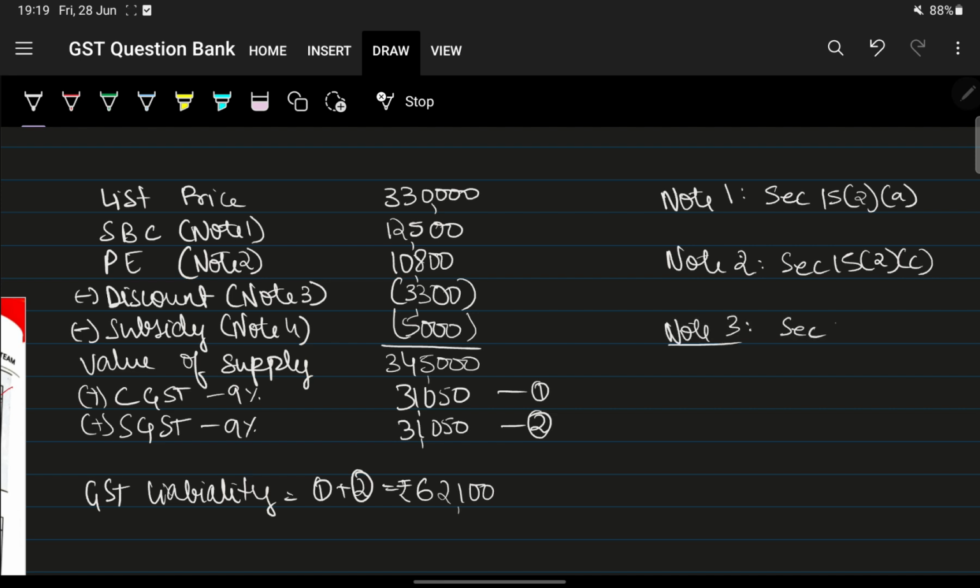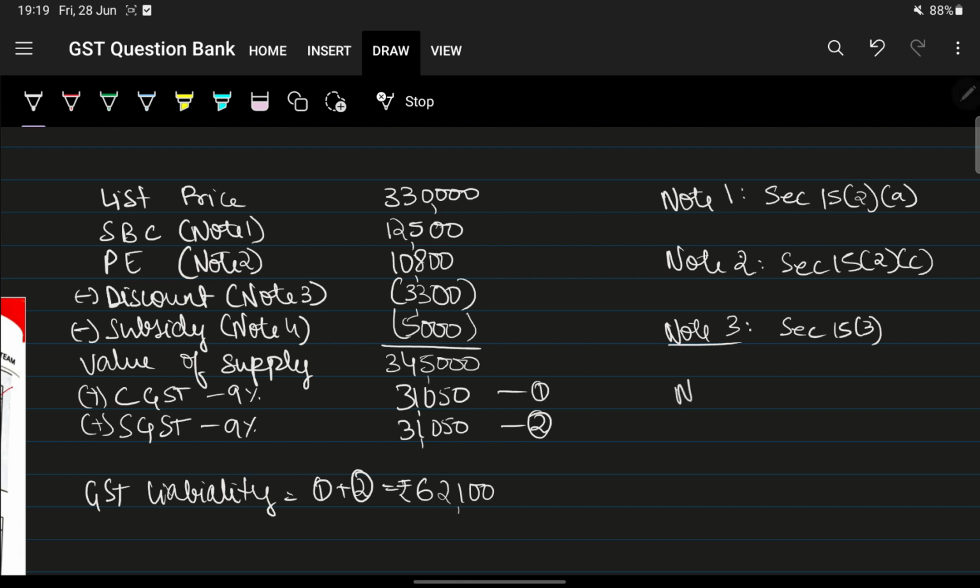As per section 15 subsection 3, which deals with the exclusions. Okay, what are the amounts that are to be excluded? Any discount, if given before or at the time of supply, is to be excluded from the value of supply.